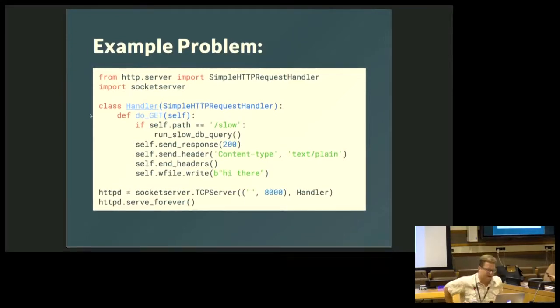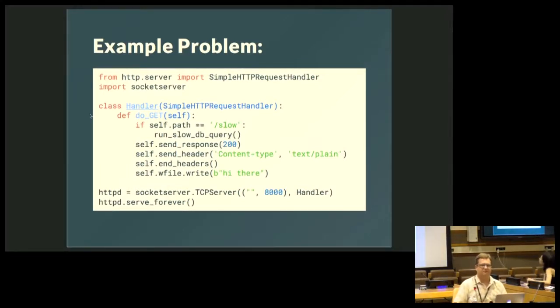Here's an example problem. This is using the simple HTTP request handler that exists in the stock HTTP server library that comes with Python 3. If we have a path at /slow, so if somebody goes to your server /slow in a web browser, then say we've got some slow DB query that's going to take a little while to run, and somebody else wants to just load the main page. If that slow DB query takes a really, really long time to run, and you have one person hitting /slow, and somebody else just wants to view the main page, so not /slow, we're just going to send them hi there.